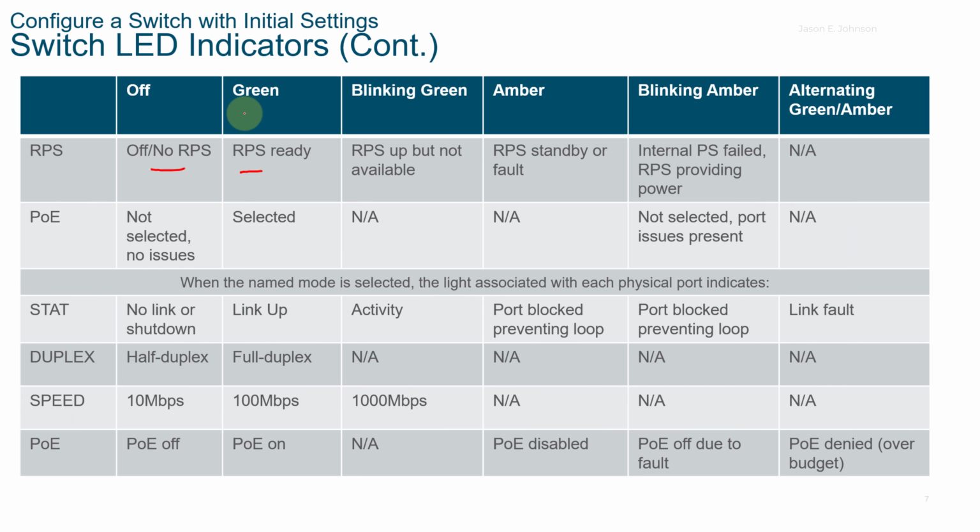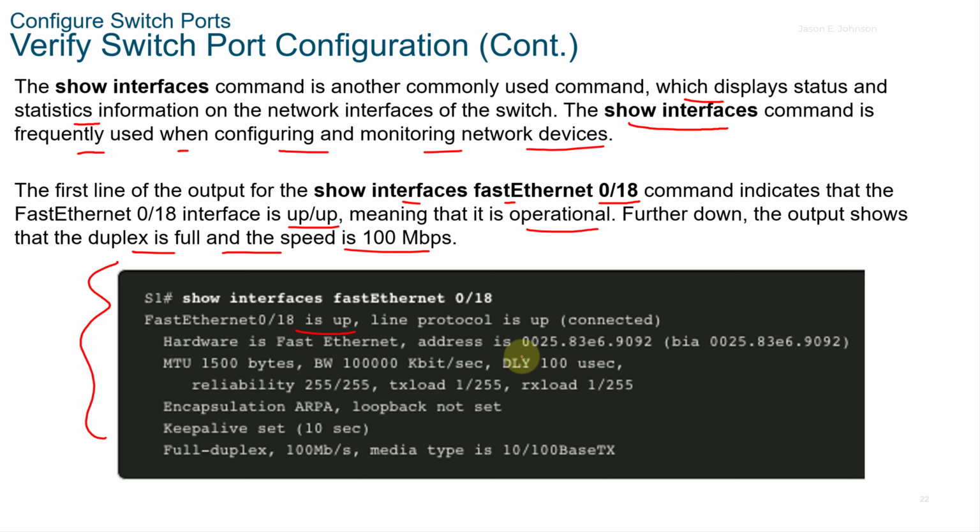The show interfaces command is another commonly used command. It displays status and statistics on the network. The show interfaces command is frequently used when configuring and monitoring network devices. In the example below, the output of the show interfaces FastEthernet 0/18 command indicates that the FastEthernet 0/18 interface is up, meaning that it's operational. The output shows that the duplex is full and the speed is 100 megabits. So we see that it's up, we see the speed, we see the address, and other important information. We see the keepalive, the full duplex, the speed, and the media type.